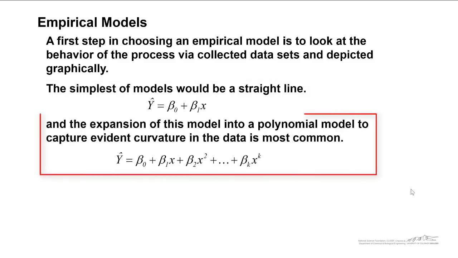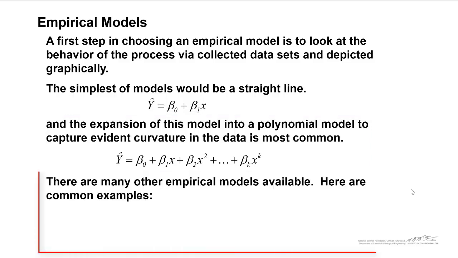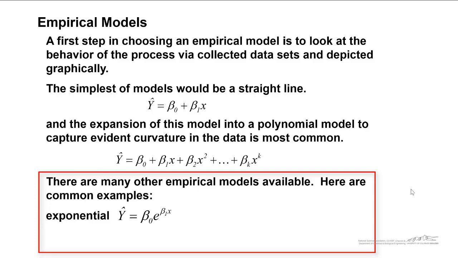The expansion of this model into a polynomial model to capture curvature in the data is most common. And here we have subsequent terms that incorporate polynomial terms, and we have the subsequent beta terms. For example, beta 2 is the coefficient for the x squared term. There are many other empirical models available, such as an exponential model, a power model, a logarithmic model. There are also some less commonly used models.